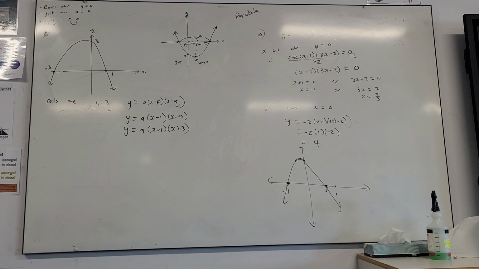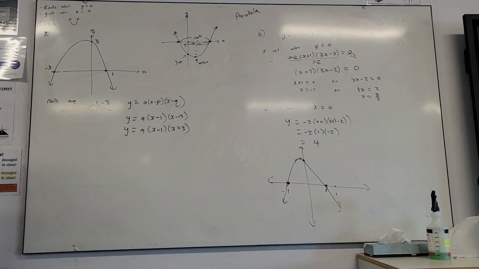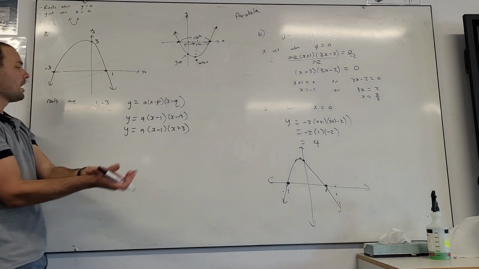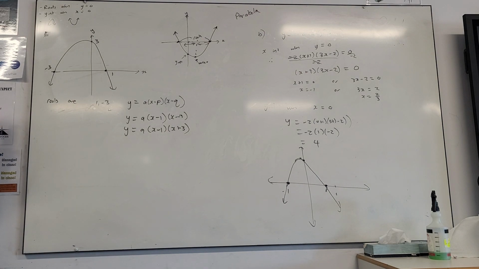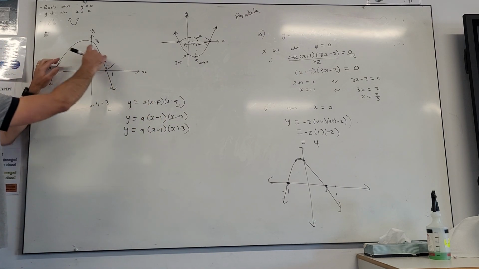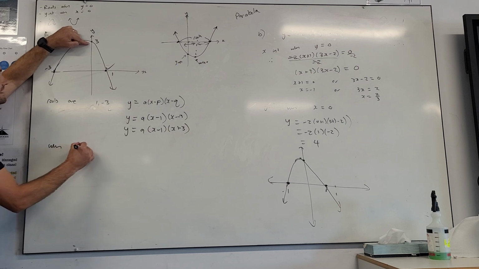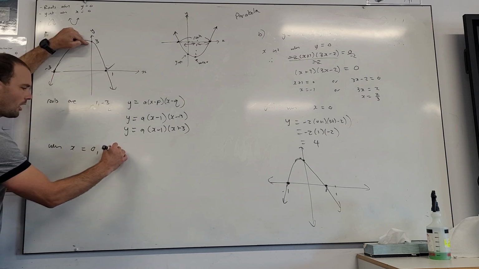And then we need to determine this value of a. What is this value of a? Because a is the dilation factor, right? To determine a, we need to use some other piece of information. We've used the roots, we put them in. What are we left with? This point. And what is this point? Well, when x is 0 at that point, y is 3.